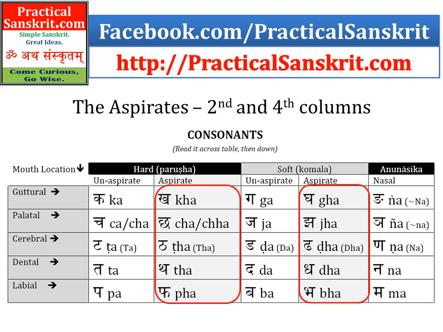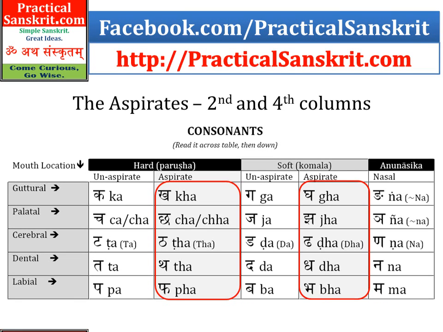The way to create the second column sounds is simply to say the first column with an extra force. And the way to create the fourth column is to give an extra force to the third column. K, kh, ch, chh, t, th, d, dh, p, ph.